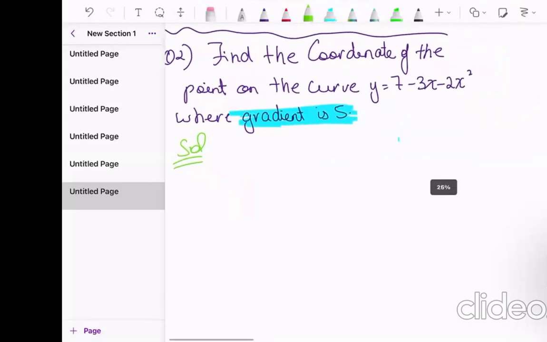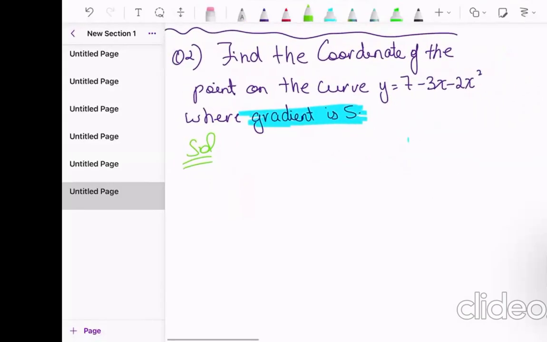Yes, sir. Okay, so we will continue with the question we have left. Find the coordinate of the point on the curve y is equal to 7 minus 3x minus 2x squared, where the gradient is 5. So right now they have given us the gradient in this question. So the first step is the same. We need to find out the derivative.